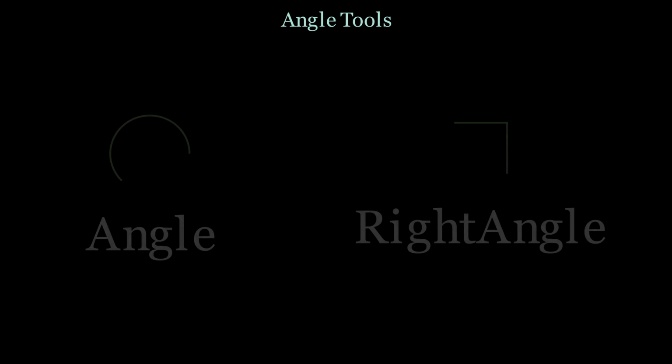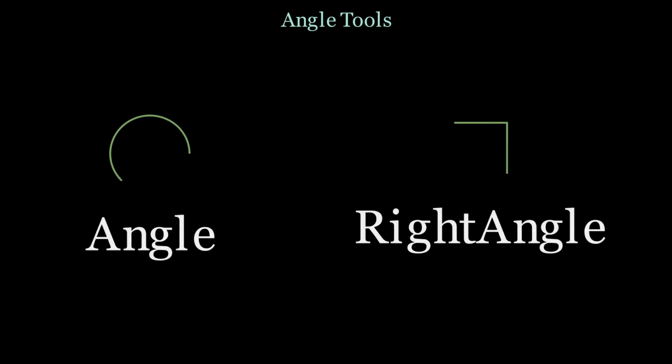Angle tools. There are two types of angle tools that Manim offers. One is the arc of an angle. So you can make an arc of 30 degrees. You can specify the starting angle and the end angle, and that arc will be formed. You can make an angle, right angle is there. So you can make lined angles. So this is not necessarily a right angle.